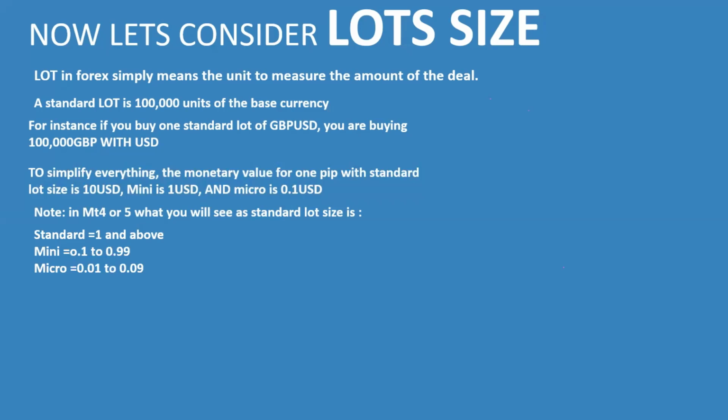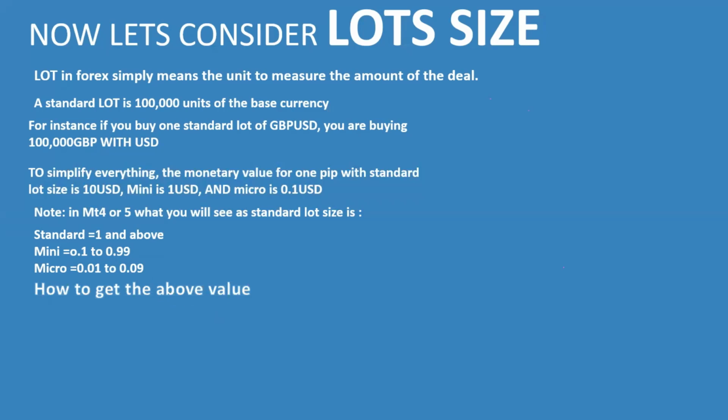For mini lots, what you see there is 0.1 to 0.99. So you can put 0.1 as a mini lot, you can put 0.2, 0.3, and all of that to 0.99. But immediately you enter 1 or 2 or 3, you are already using standard lot size. That of micro is 0.01 to 0.09.